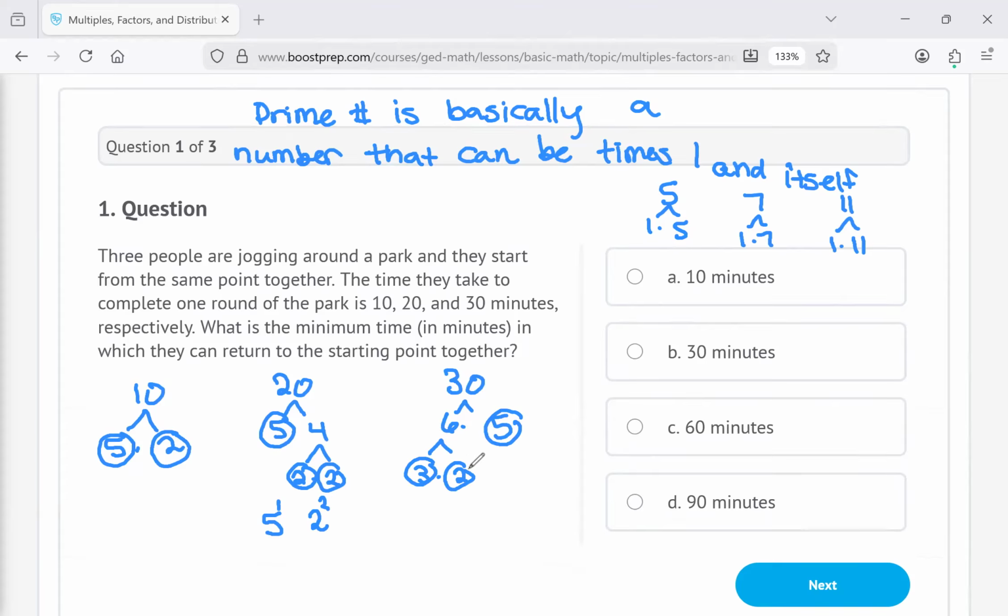Okay? None of these prime numbers are repeating, so that's good. So why did I rewrite 2 times 2 for the number 20? Why did I write the prime number 2 and 2 as 2 squared? You'll see why. So the question says, what is the minimum time in minutes in which they can return to the starting point together?